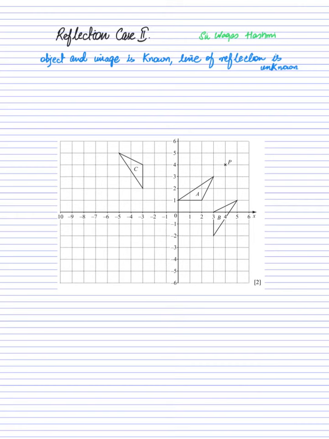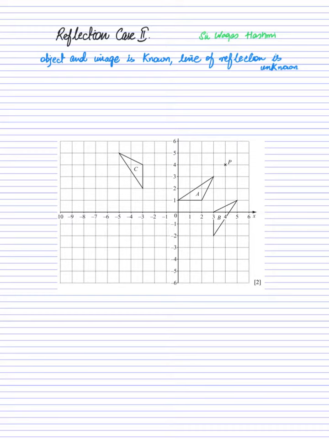Alright, now that is case 2 of reflection. In that case, the object and image are known and the line of reflection is what we need to find out. So here is an example of an object and image. Let's say that shape A is reflected onto shape B. We need to find out the line of reflection.